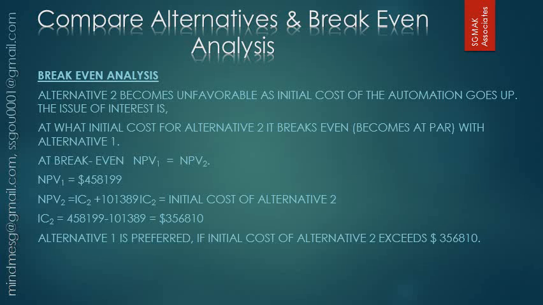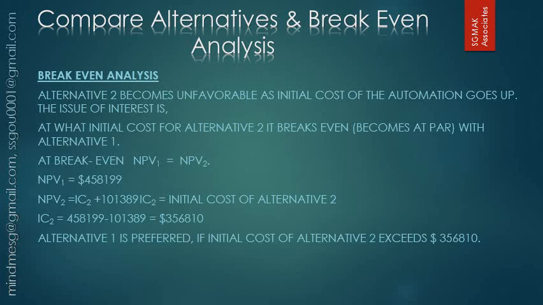As it keeps going up, at some point in time, it will lose its benefit or advantage, and then alternative 1 will take over. So you want to find the point at which two alternatives break even or become at par. At par means the net present value of 1 will equal the net present value of 2, and the variable parameter is the initial cost of this second choice.